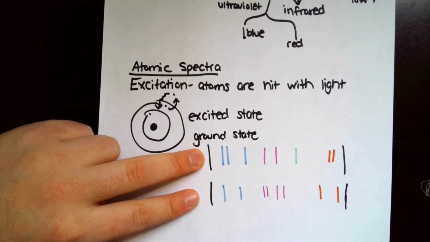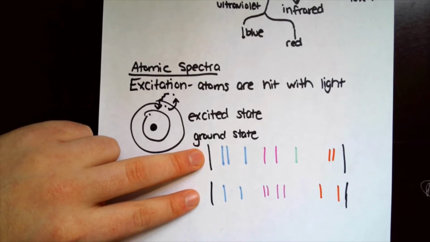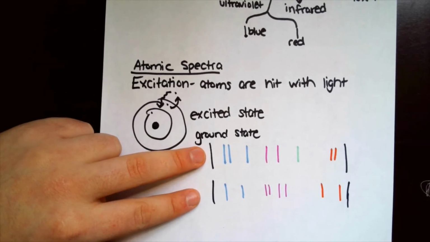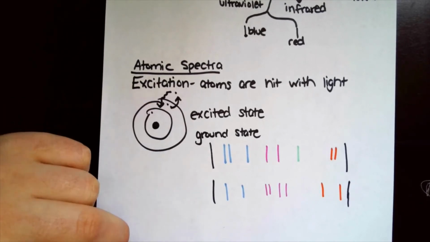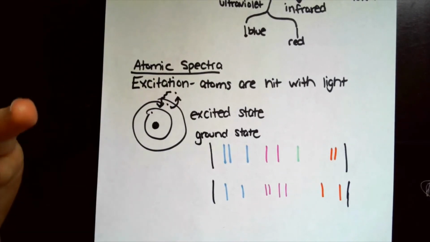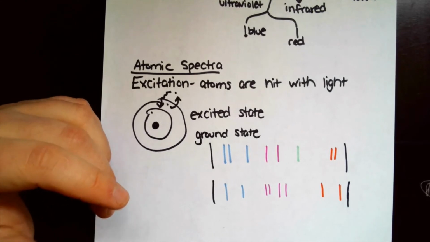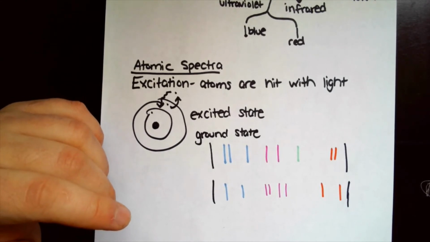So if you are trying to identify the elements that are present in a sample, you could bombard them with light and measure their atomic spectrum, because various atomic spectra are already known, so you can compare it to known atomic spectra, and it's a way to determine what types of elements are present in a sample.